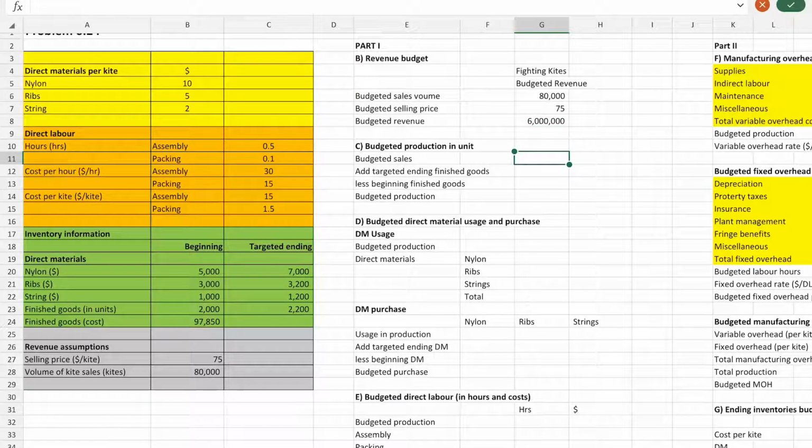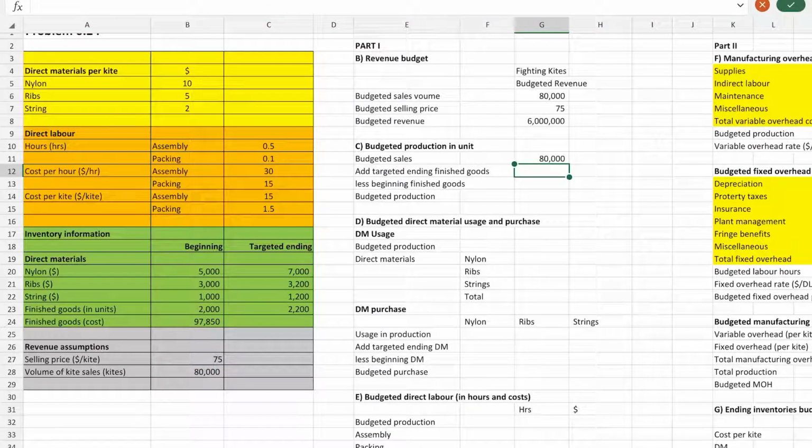Now the budgeted production in units. You want to know how many units you will produce during the period, and you will have to take into account how much you want to sell, how much you have in the beginning of the period, and how much you want to have at the end of the period. So, the budgeted sales. You want to sell, again, you will use the reference cell, and the budgeted sales is here.